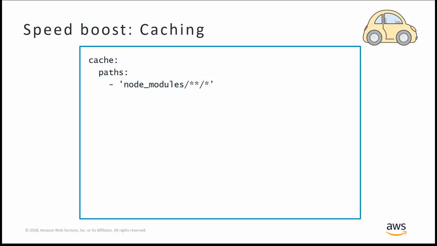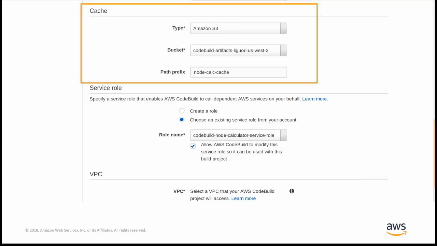So this can save quite a bit of time for builds that spend a lot of time re-downloading these dependencies every time. And for my build in particular, since I'm using Node, I simply have to cache my node modules folder, and this gets added to my build spec. And then CodeBuild will take care of the rest of making sure that that's available for my build. As part of the project, I turn on the cache settings. So I'm selecting an S3 bucket and then a path prefix where my cache will be stored.